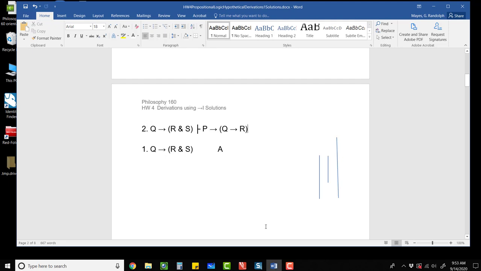Okay, number 2 actually bears some resemblances to the theorem that we proved above. This is not a theorem because we're given an assumption, but we're supposed to prove from if Q then R and S that if P then if Q then R. Okay, so this is 2 conditionals in a row. The first one is the main operator, but then we're left with a conditional to prove.